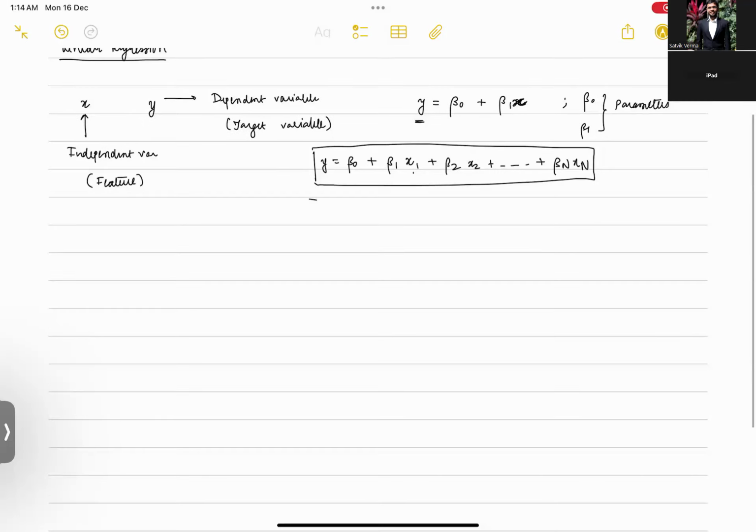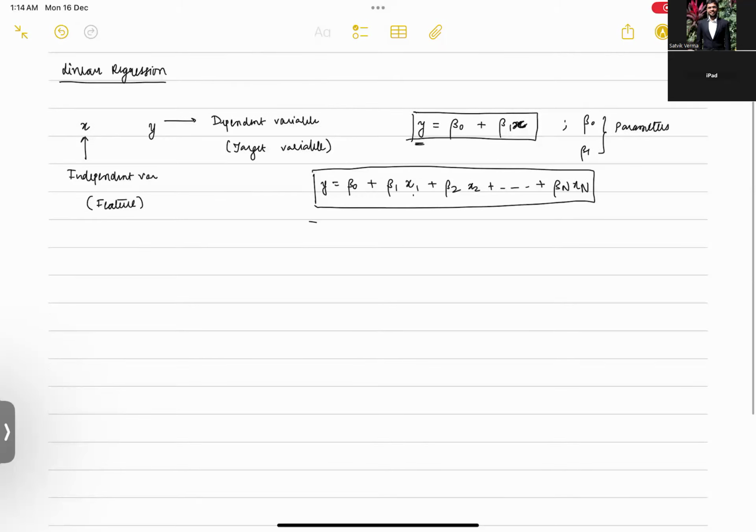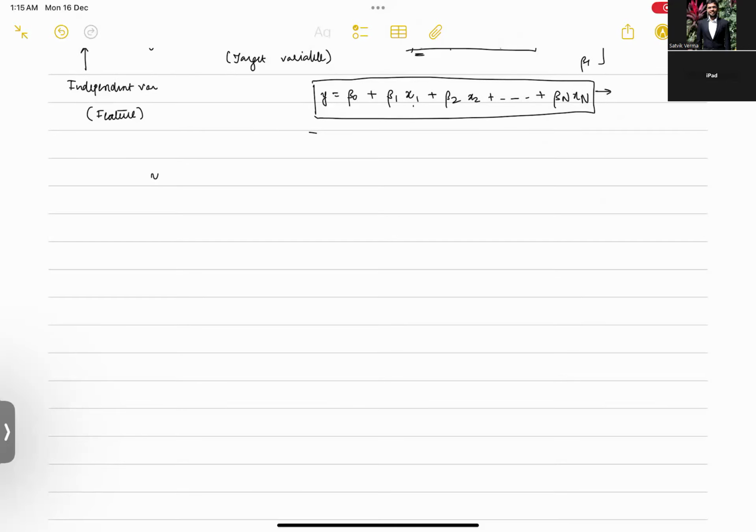So let's just talk about one variable linear regression or a simple linear regression right now, because the multiple linear regression model would use a lot of matrix operations. And right now, I would not want to go there because we are still getting started with that. So let's just talk about a simple linear regression. So we have this model y equals beta naught plus beta 1 x, right? That is the model, right?